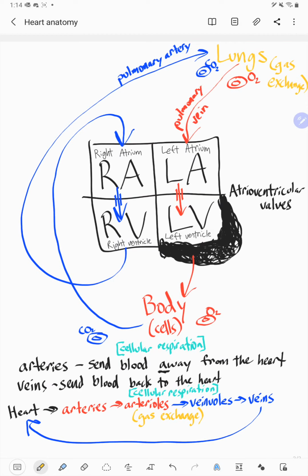And then, just if I didn't make it clear enough, at this spot right here, between the arterioles and venules, this is where we're at cells. This is where the blood is given to the cells, for the cells to use the oxygen.